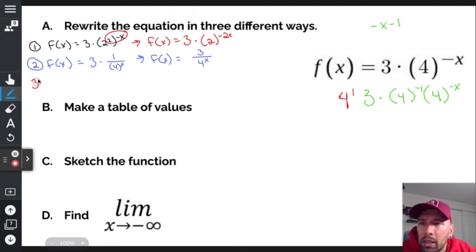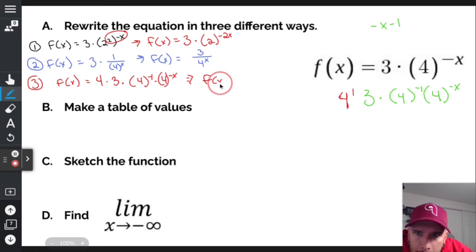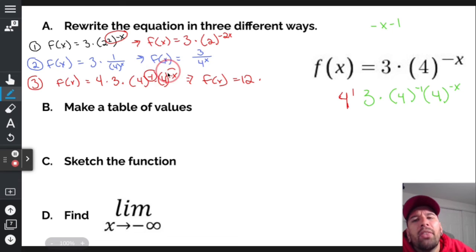So now this gives me the equation f of x equals 4 to the regular 1, or just 4, times 3 times 4 to the negative 1 times 4 to the negative x. 4 times 3 is 12. 4 to the negative 1 times 4 to the negative x means I add these guys and I get 4 to the negative x minus 1.